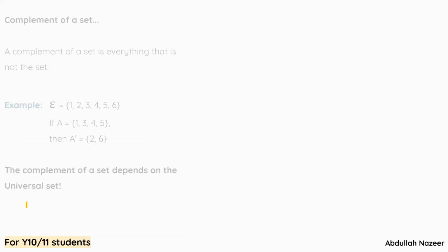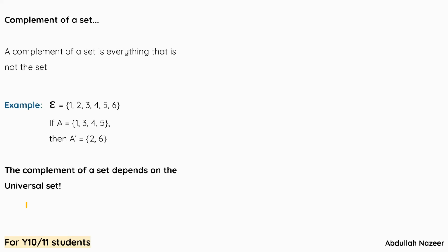There is one more operation that we need to look into before we end this video, and that is the complement of a set. The complement of a set is basically the opposite of the set. So if you have a look at the definition, it says a complement of a set is everything that is not in the set. So in the example, we have defined the universal set as 1, 2, 3, 4, 5, 6, which means we are only looking at these 6 numbers right now.